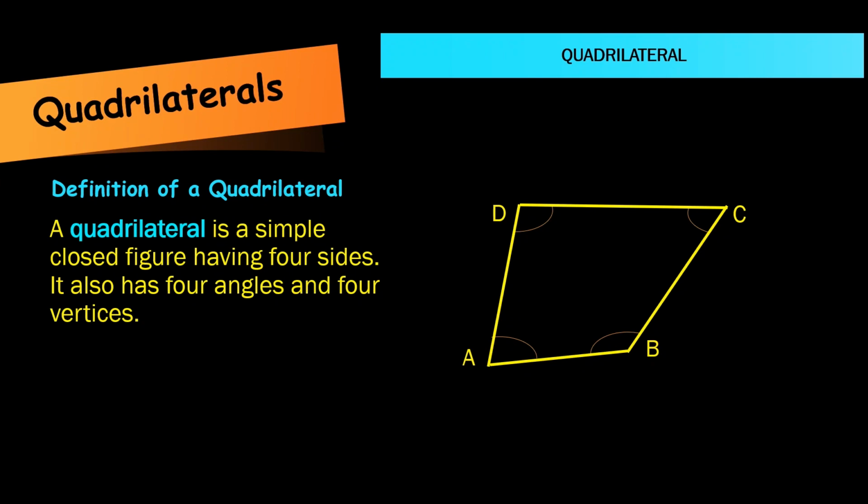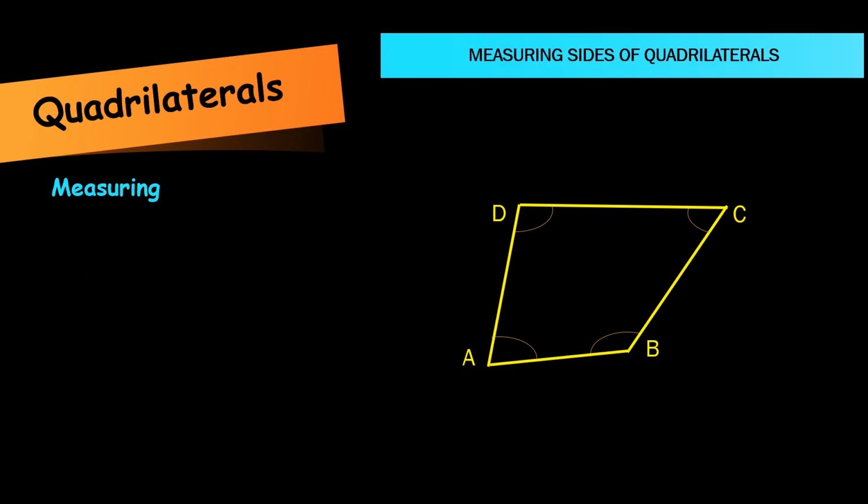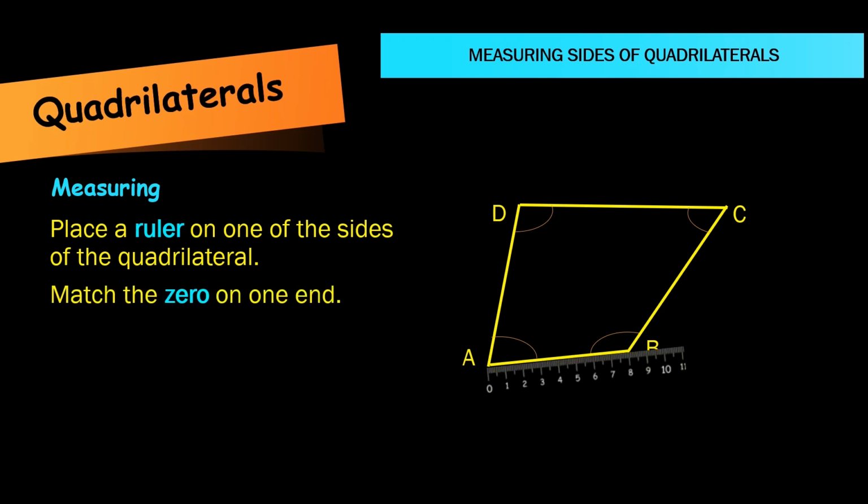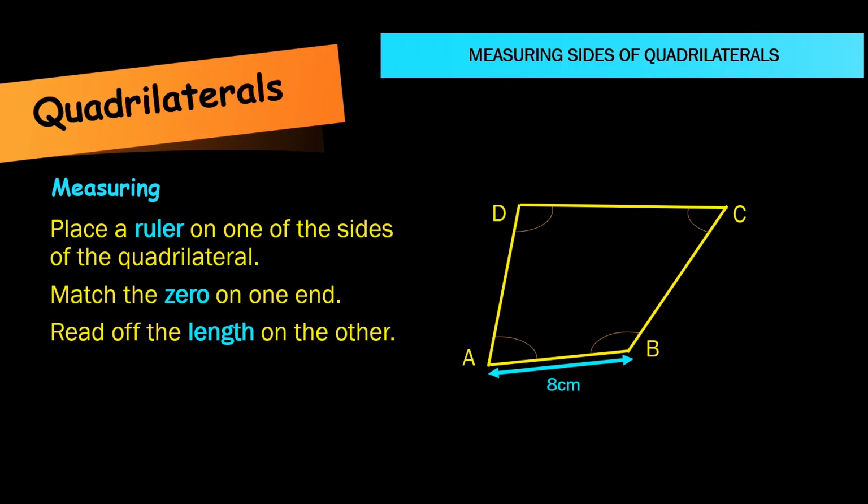A quadrilateral is a simple closed figure having 4 sides. It also has 4 angles and 4 vertices. In order to measure the sides for quadrilateral, we do as we did with the triangle. Place a ruler on one of the sides of the quadrilateral, as shown. Match the 0 on one end, and then read off the length on the other, like so, to give us, in this example, 8 centimeters.